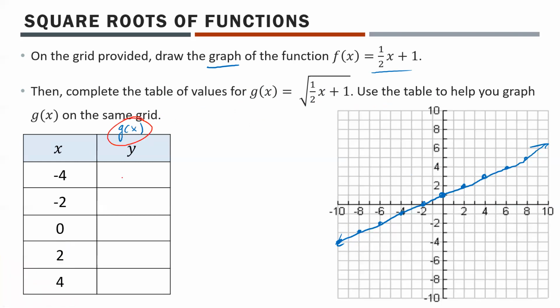So g of x is what we're plugging in here. If we plug x is -4 into this, I'll save you the trouble. If you plug that in there, you're going to get a negative square root. So that's not going to work. So no answer, right? NA.